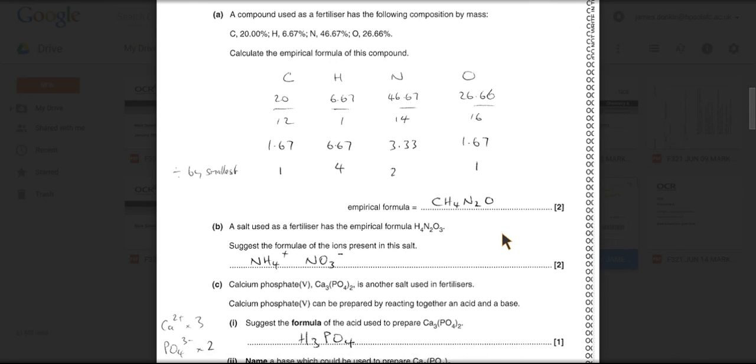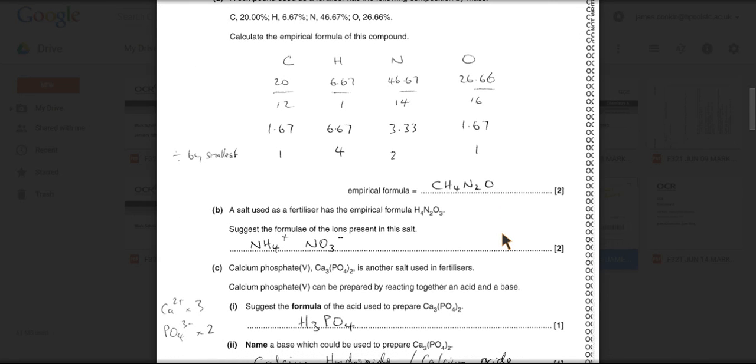Question then goes on and asks to suggest the formulae of the ions that make up the salt. So if we think about the definition of a salt, a salt is formed when the H+ ion of an acid is replaced by a metal ion or an ammonium ion. Well, you can't see any metals in there, so it must be the ammonium ion option. So I'm going for NH4+, which is the ammonium ion.